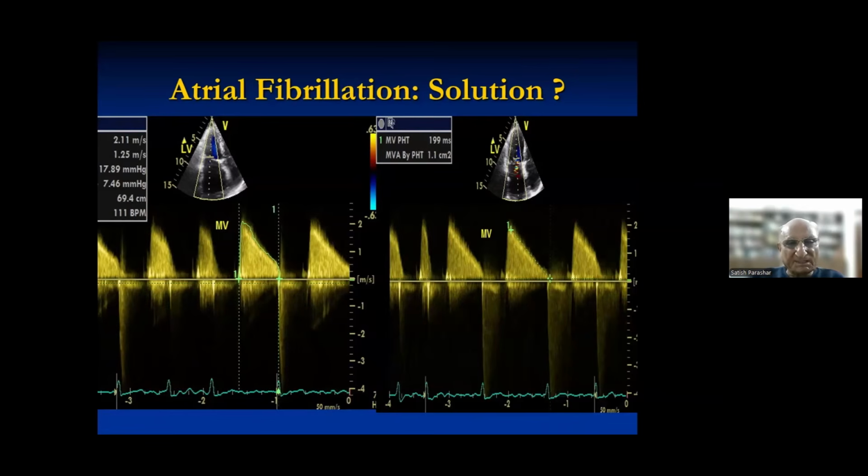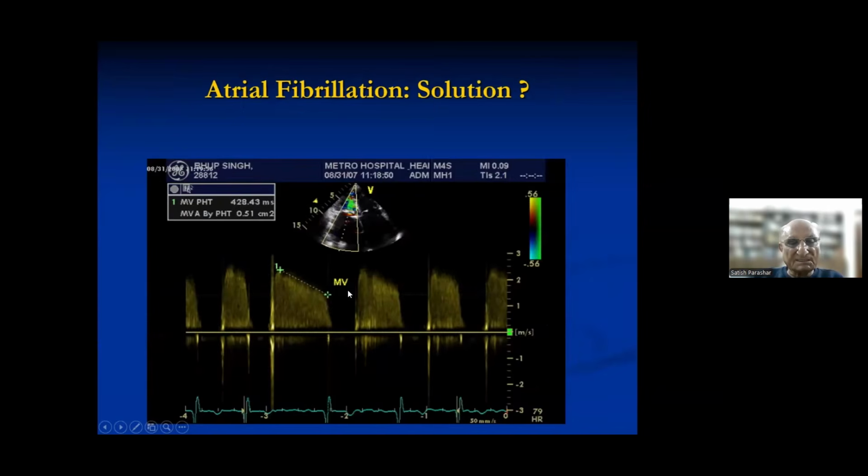3 readings are variable. And the same after this, so we have planimetered it, and we have got a peak gradient of 17, mean of 7.4. So this is how we do it in an atrial fibrillation. We require a lot of patience, and you see again this is how we do it, and this is again you see another patient.